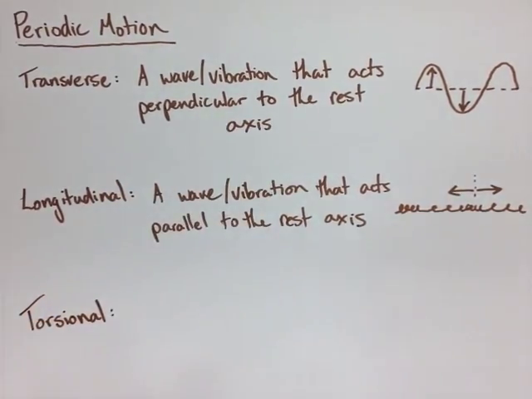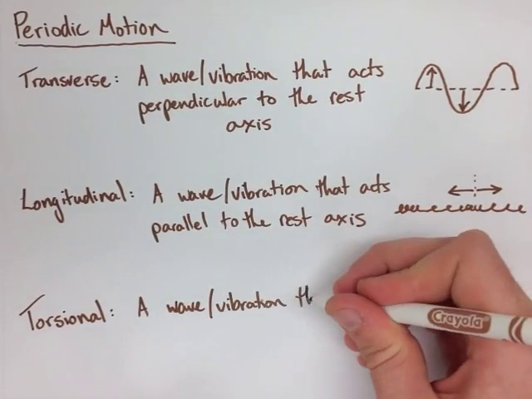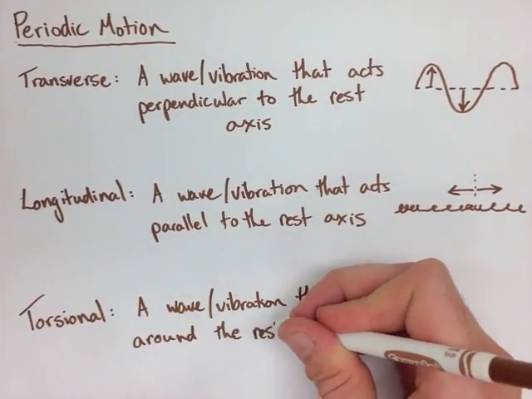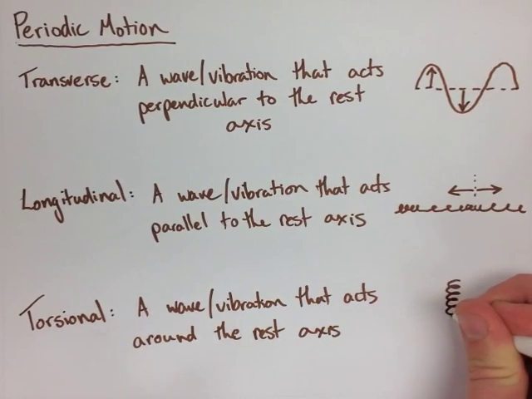Finally, we have torsional. Now, torsional periodic motion is a wave or a vibration that acts around the rest axis. This would be like spinning a string where you're spinning it around, so you have that torsion acting.